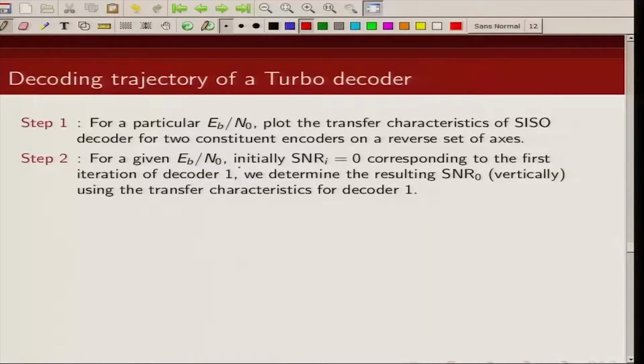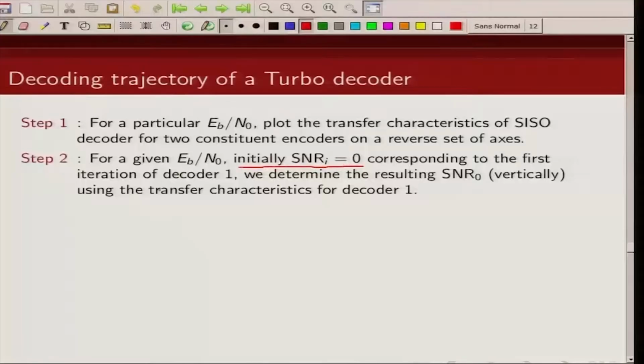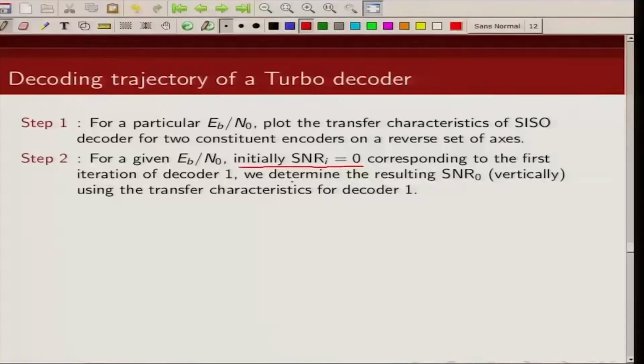Initially, because you do not have any a priori knowledge about the information bits, the a priori SNR is 0. We first look at the transfer characteristics for the first decoder. The input we give is 0, and we see what the output extrinsic SNR is for decoder 1. We determine the resulting output SNR by looking vertically, using the transfer characteristics for decoder 1.